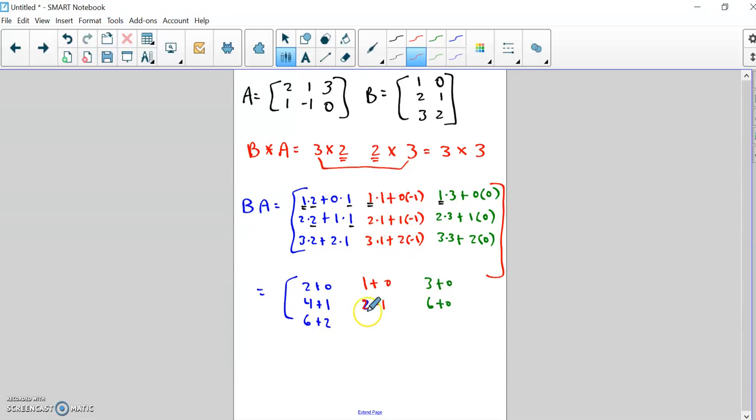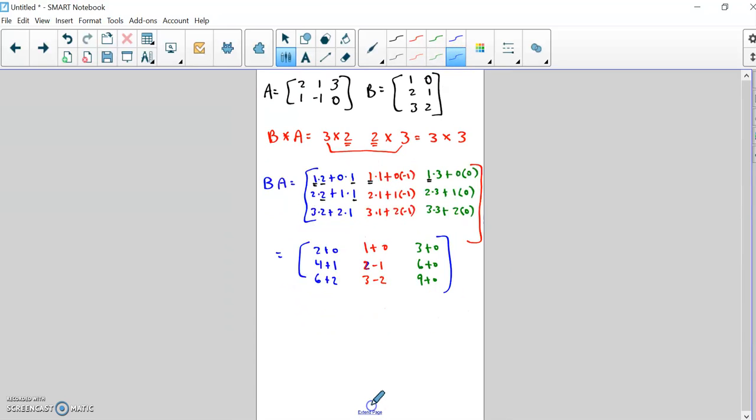Alright, we're going to have 3 minus 2. And then we're going to have 9 plus 0. For our last little bit of math here, we just need to do the addition for these, and then we'll have our final answer. So this is going to be 2, 1, 3, this will be 5, 1, 6, and this will be 8, 1, and 9. Alright, so there is my final 3x3 matrix as my answer.